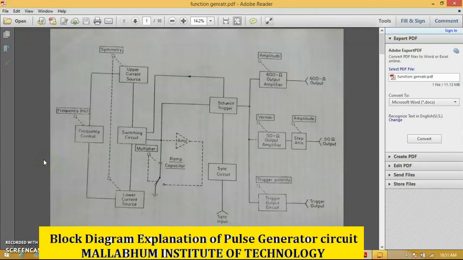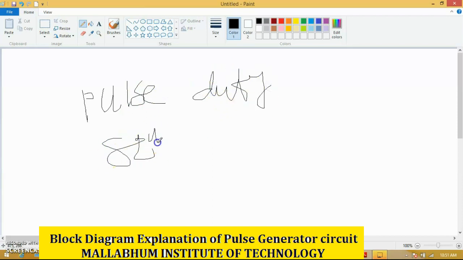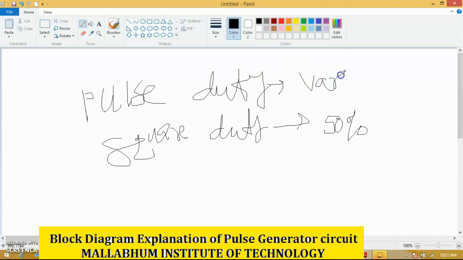Hello friends, today we will discuss the basic block diagram of a simple pulse generator circuit. Now, as I discussed in the previous lecture, the definition of the pulse is the duty cycle difference between the pulse and the square wave. In the case of the square wave, the duty cycle is 50%. But in the case of the pulse wave, the duty cycle can be varied. It is in your hand, that means you can vary your duty cycle, it is not fixed. That is the definition of the pulse.